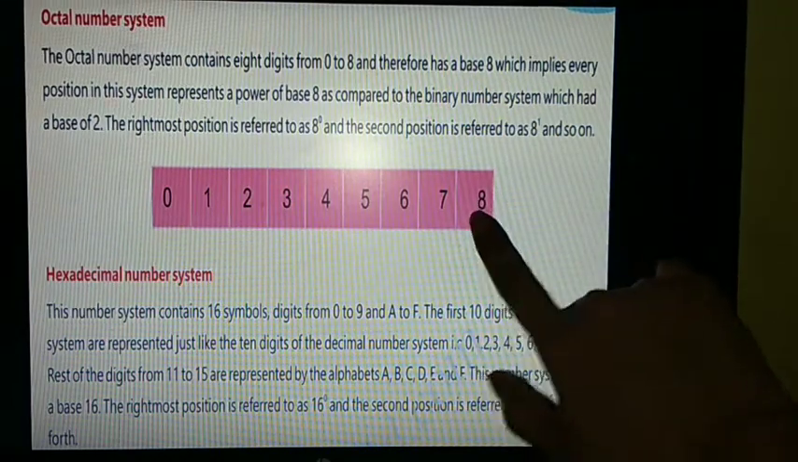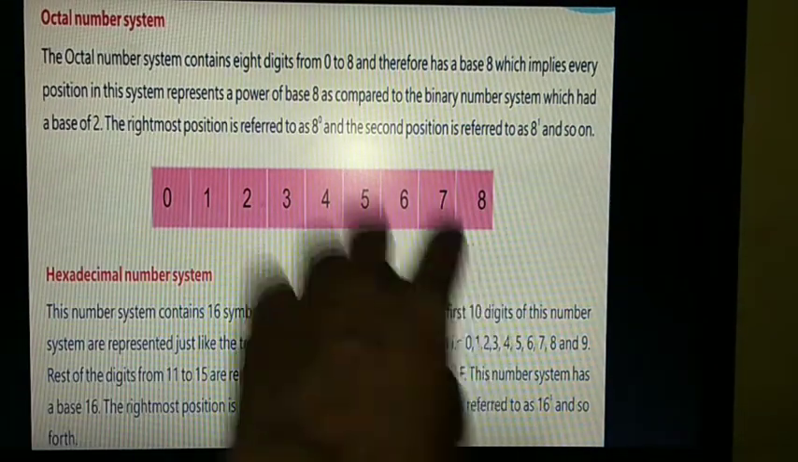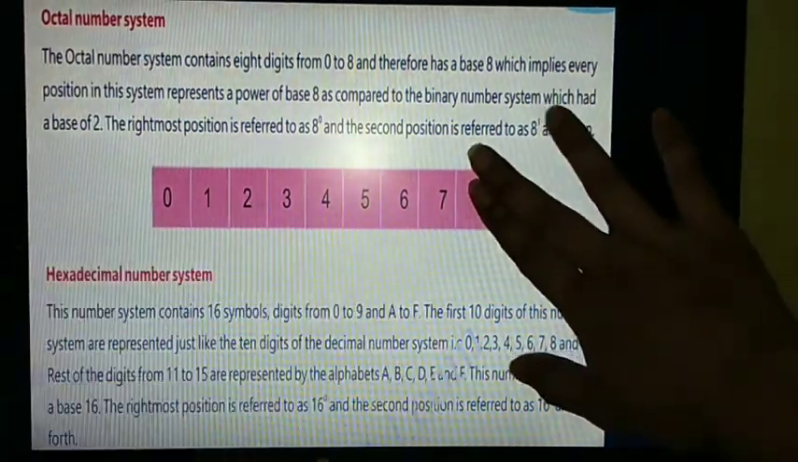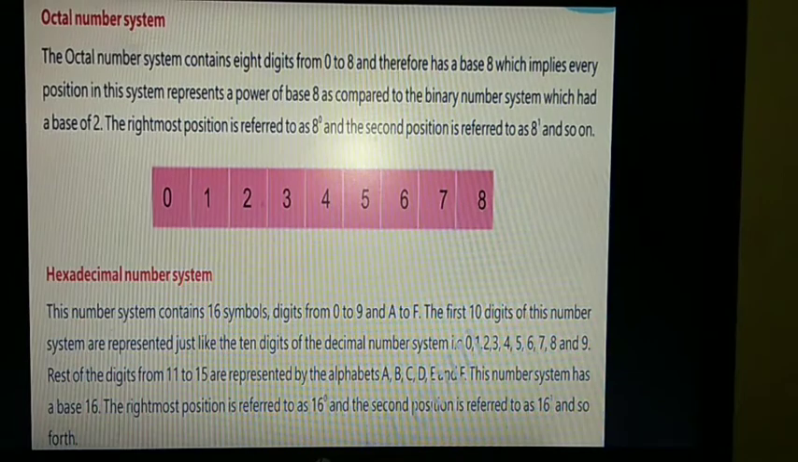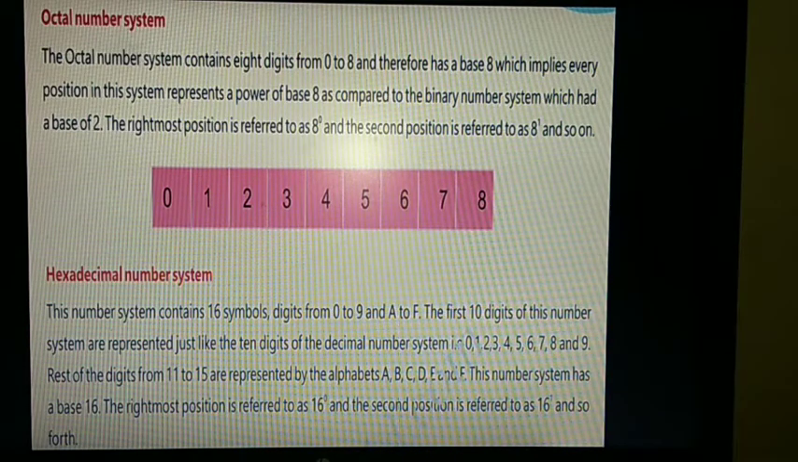If you have 8 as a digit, it will be together 9 numbers. But you do not want to work with 9 numbers, you want to work with only 8 numbers, 0 to 7, and therefore it has a base 8. Similarly, it works like your decimal number and binary number. Clear? Everyone understood the octal number system?